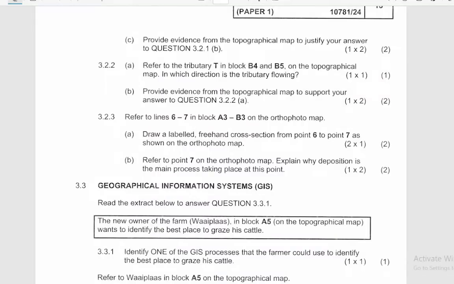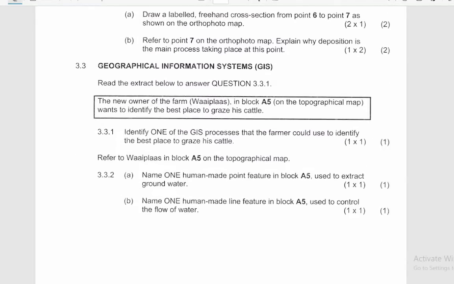Right, identify one GIS process that the farmer could use to identify the best place to graze his cattle. We are told of that farmer on the topographic map who wants to identify the best place to graze his cattle. GIS processes, there are many of them. It now depends on which one he wants to use according to the information that he is interested in. So if you are to look at here, that farmer can use GIS processes like data integration.